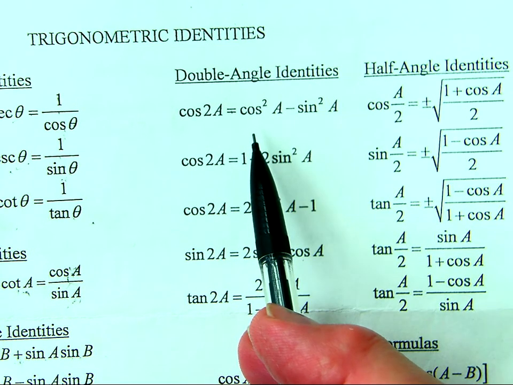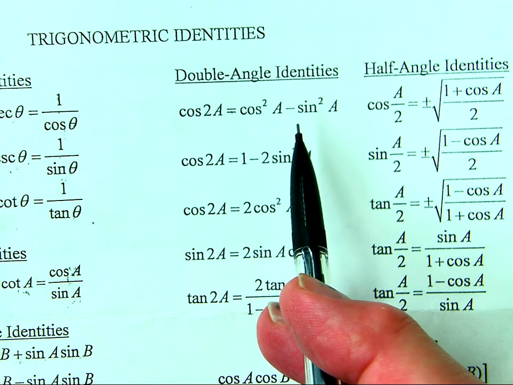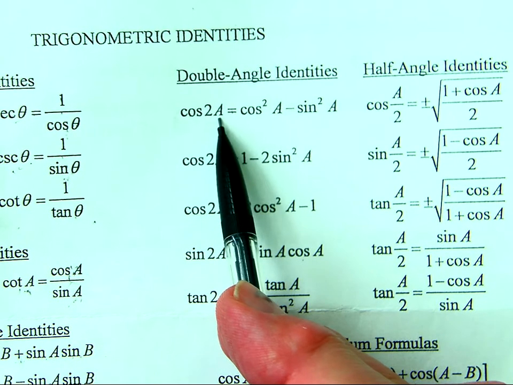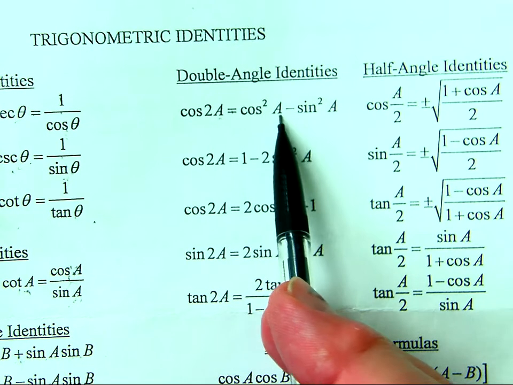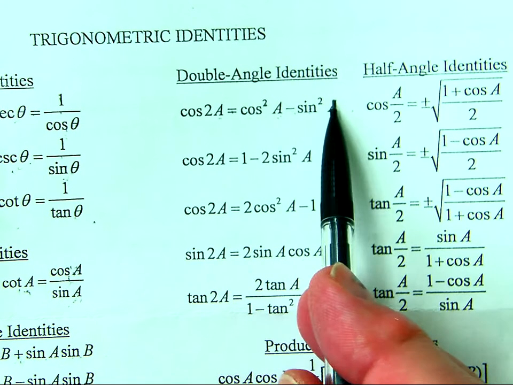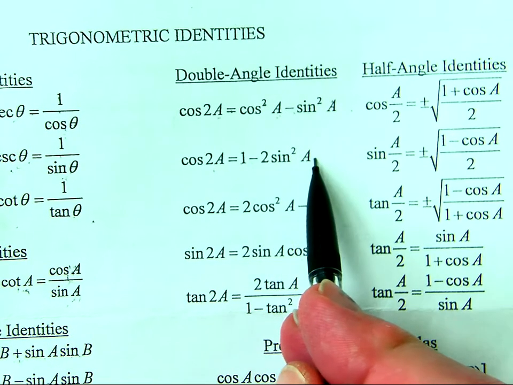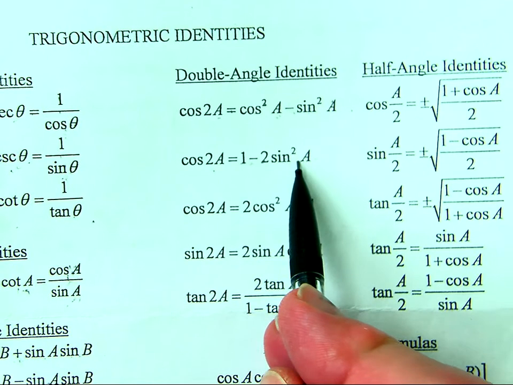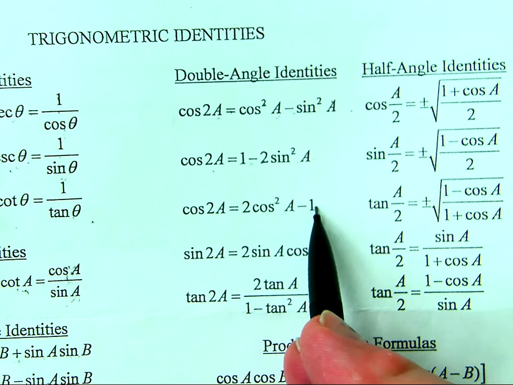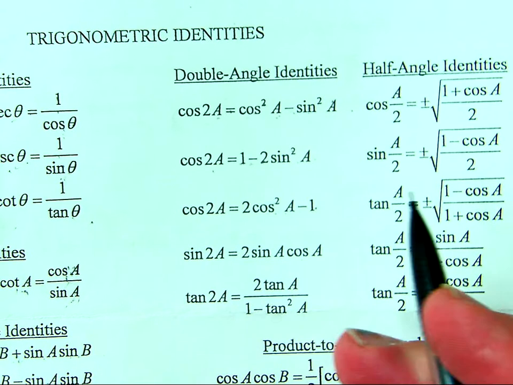Notice for cosine, there's 3 of them. You can use any of the 3. It kind of depends. Sometimes it's just your choice. Sometimes one will be easier than another one. So you're going to figure out what a is. One of them is cosine squared a minus sine squared a. So you can take the cosine of a and square it minus the sine of a and square it. Another option is 1 minus 2 times sine squared a. So 1 minus 2 times the sine of a, all squared. The other one is 2 cosine squared a minus 1. So you take 2 times the cosine a squared and then subtract 1.